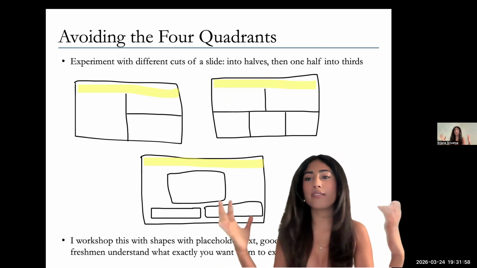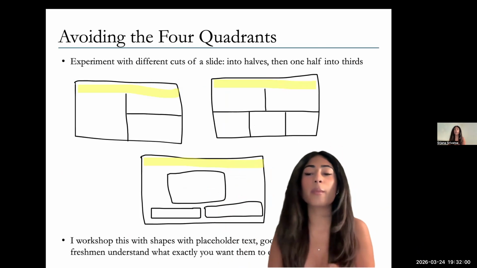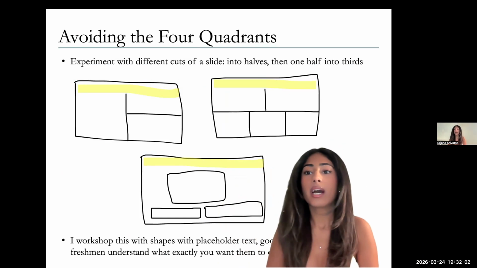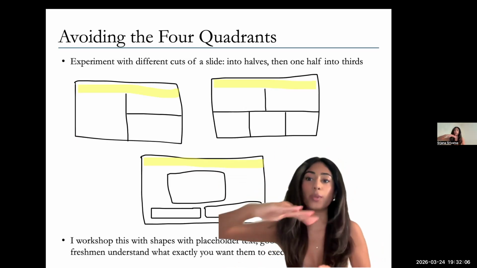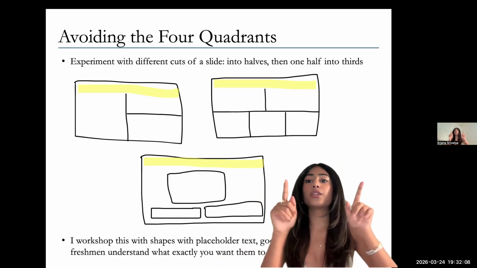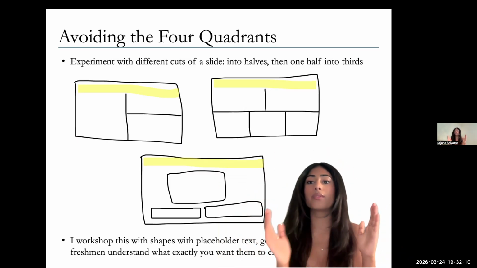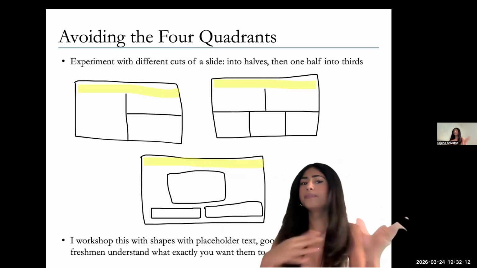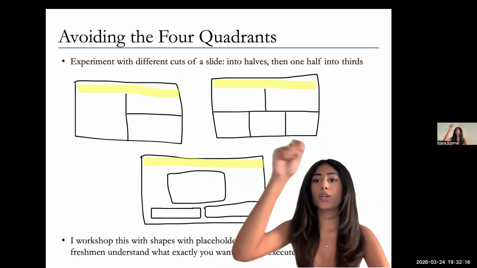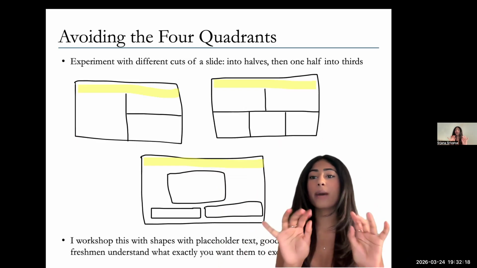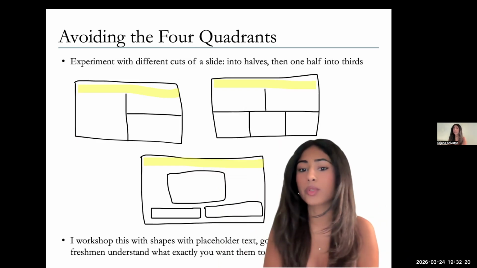And how do you intuitively come to this? You want to experiment with different cuts of a slide. So going back to the Mondrian, you want to cut a slide into half and then one half into another half, or cut the slide into horizontal halves and then cut one of those halves into thirds. And the way that you can really workshop this is to go on PowerPoint and create those blue boxes and type out placeholders for what you would want in those blue boxes.